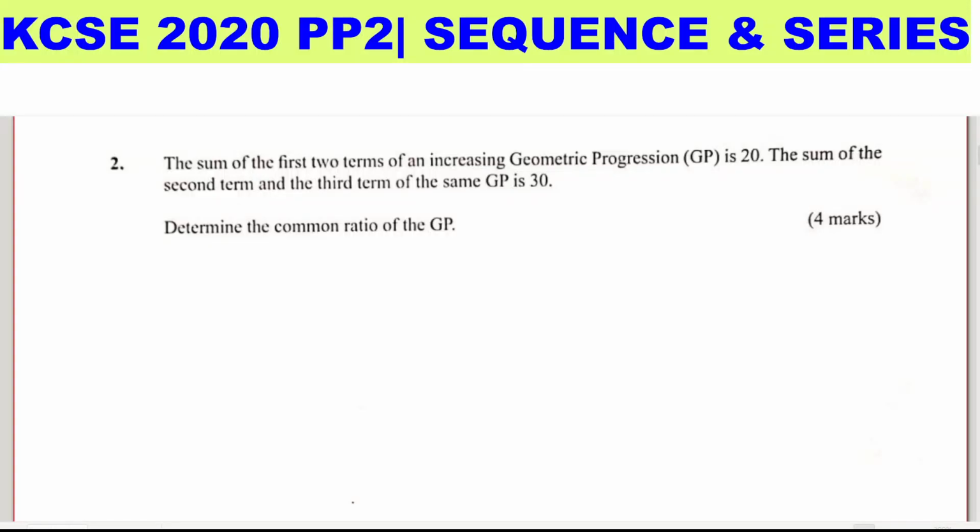Sequence and series, KCSE 2020, paper 2, question number 2. The sum of the first two terms of an increasing geometric progression (GP) is 20. The sum of the second term and the third term of the GP is 30. Determine the common ratio of the GP.